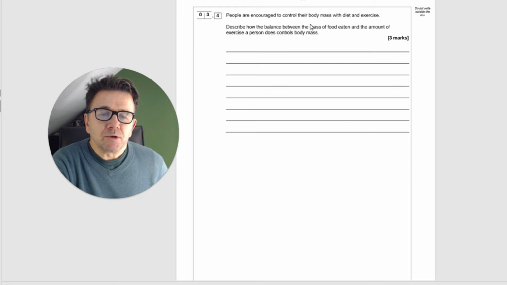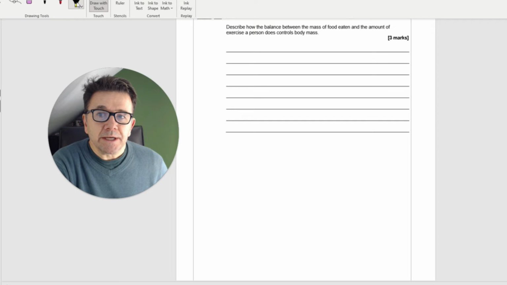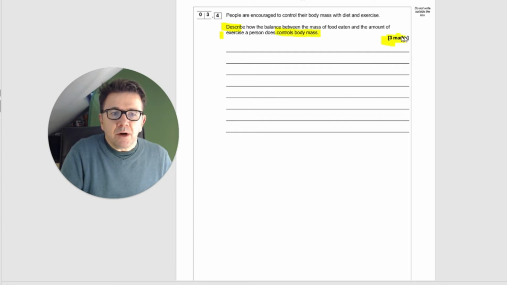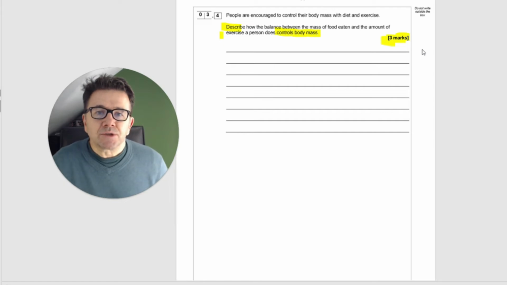Okay, people are encouraged to control their body mass with diet and exercise. Describe, so it's saying describe, which is say what you see, okay, how the balance between the mass of food eaten and the amount of exercise a person does controls body mass. It's for 3 marks. I think many students did struggle with this question, so I'm going to try and explain it to you.